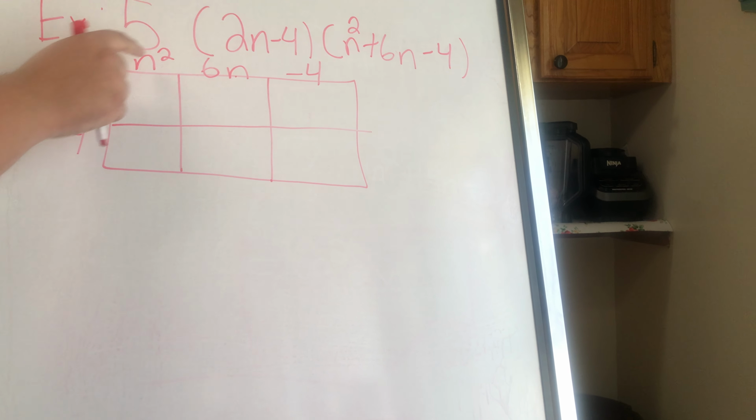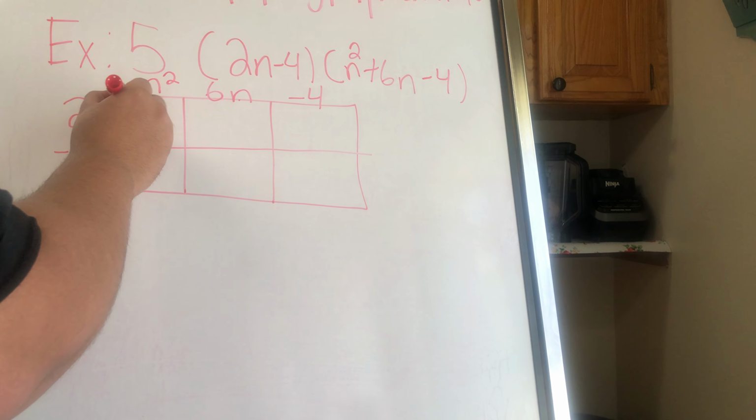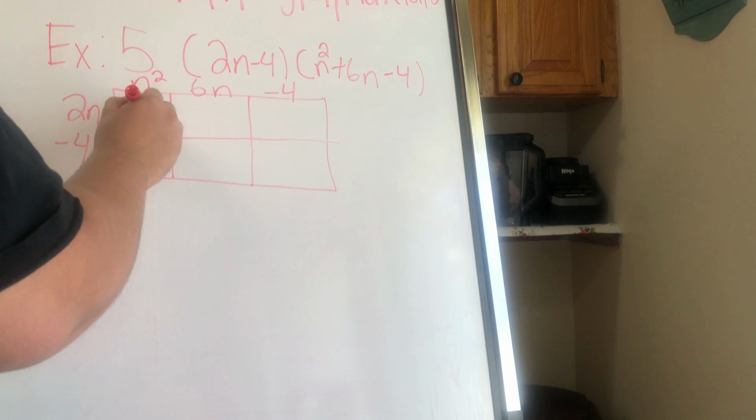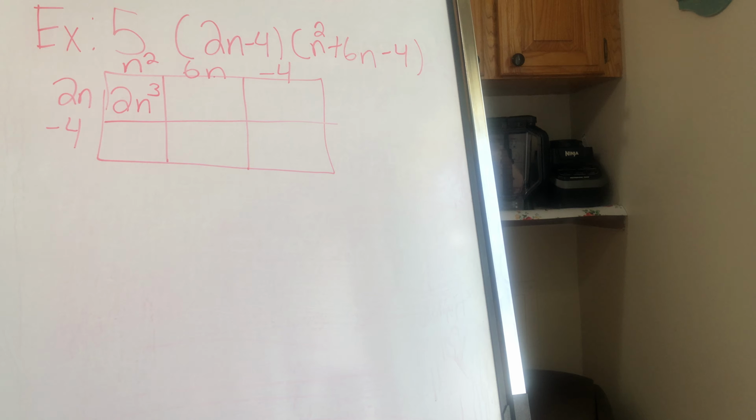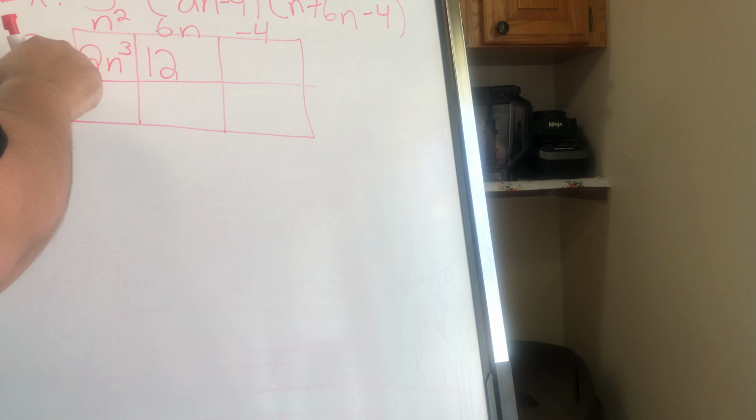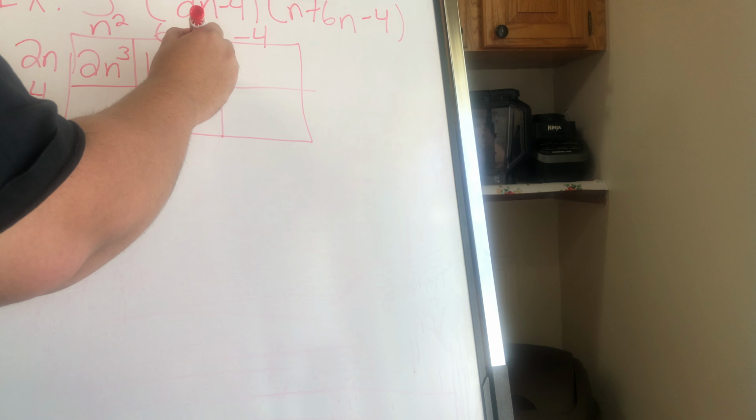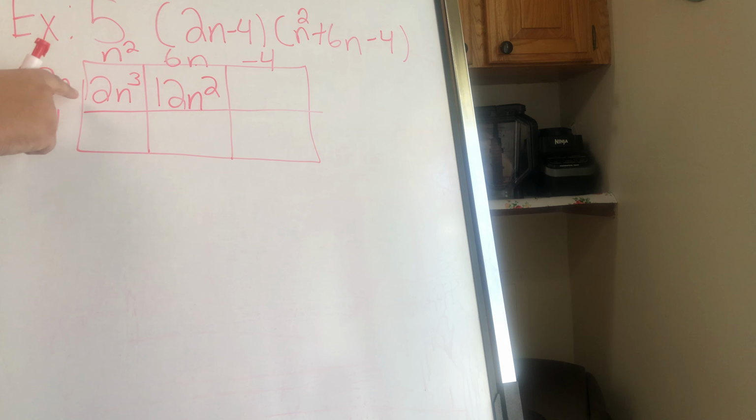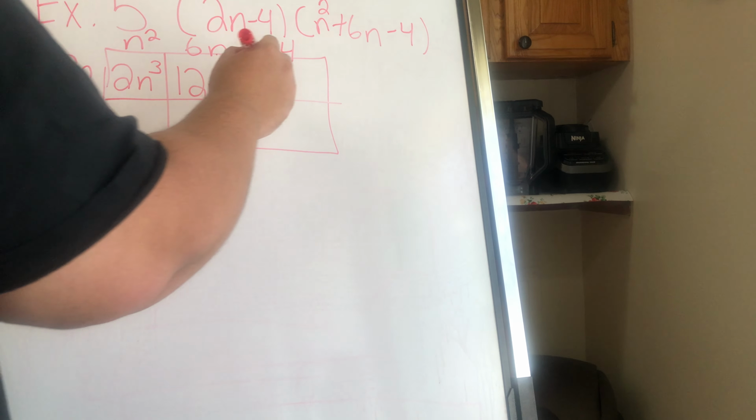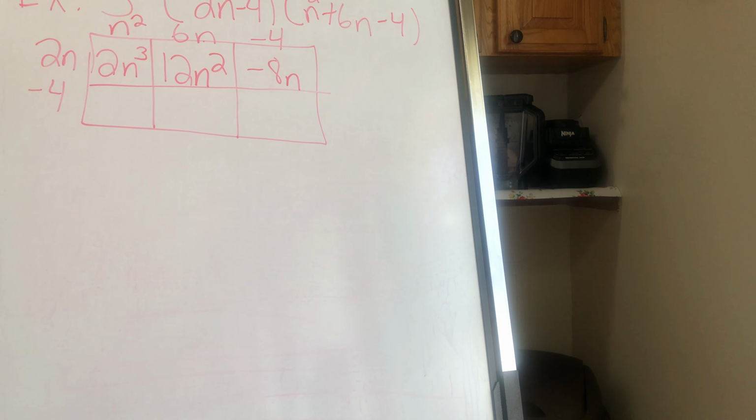So 2n times n squared, 2 times, well, there's a leading coefficient of 1 there. 2 times 1 is 2. We add the exponents, 1 plus 2 is 3. 2 times 6, that's 12. They both have an n, we combine the exponents, that becomes n squared. 2n times negative 4, that's the only one with a base, so 2 times negative 4 is negative 8, and of course the base is n.